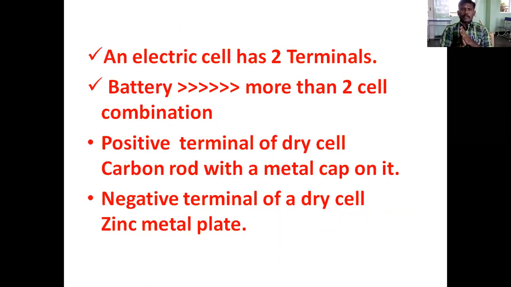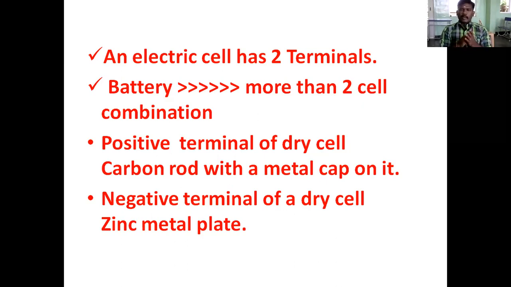Next one, the first line we have already discussed. The electrical cell has two terminals, positive and negative. And the second one, battery. How will you build a battery? A battery is nothing but a combination of cells. Each single cell has a single positive terminal and negative terminal, one shorter line, one longer line. But a battery is a group of cells, more than two cells connected in a combination. That combination may be a series combination or a parallel combination.